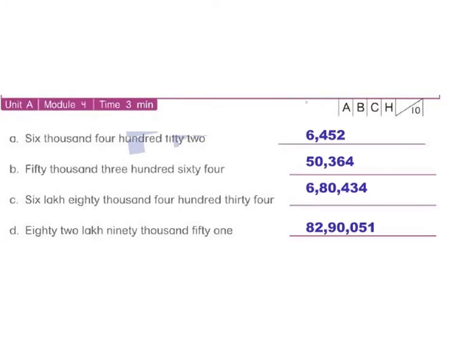So the first question is 6,452. So it will be 6,452. Simple. Second one is 50,364. So it will be 50,364. The next one is 6 lakh.